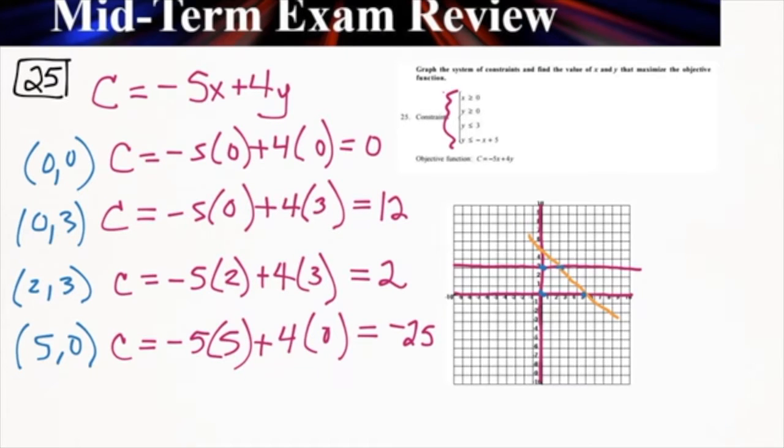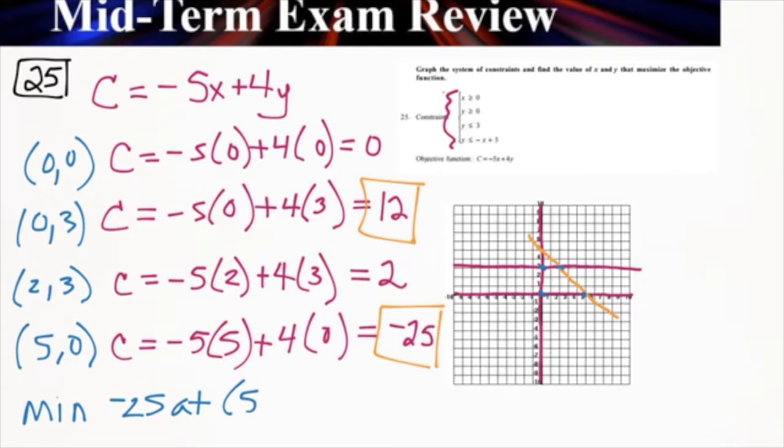All right, so I look at the numbers and I decide, okay, which one's the smallest and which one's the largest. Okay, I've got the smallest one is right here and the largest one is here. So the minimum, let's do minimum. Minimum is -25 at 5, 0, which looks odd, but you know what? Anything can happen because the objective function is what controls this thing. Okay, so don't think that it's the smallest point, the lowest point, or the tallest point.